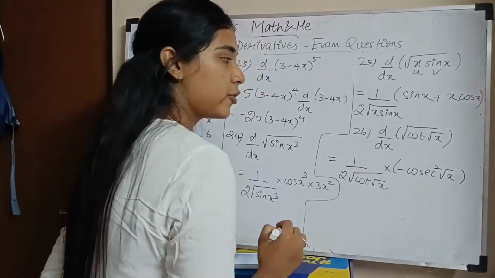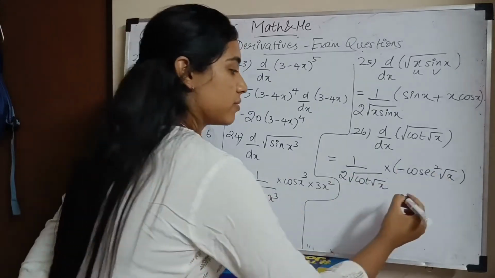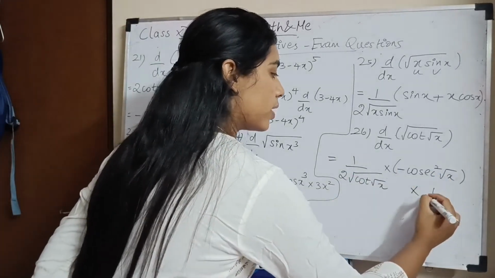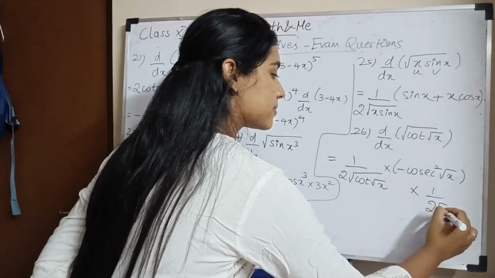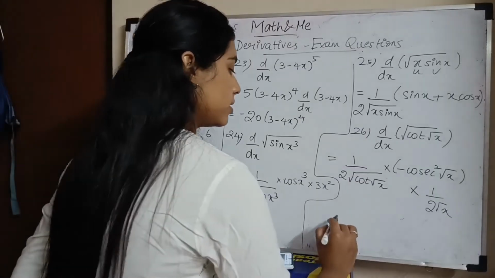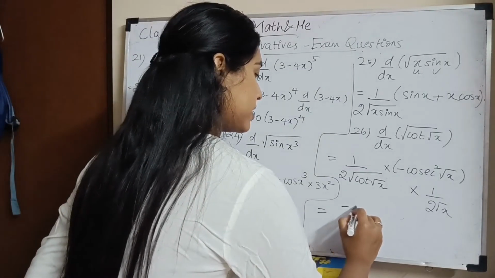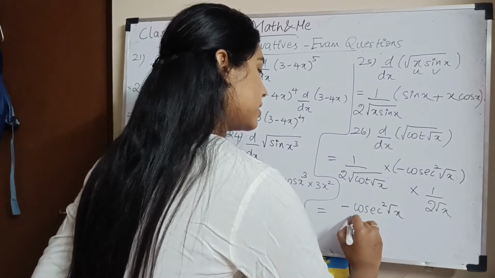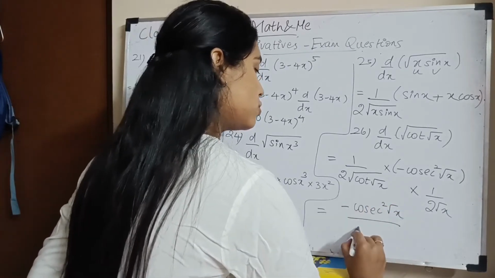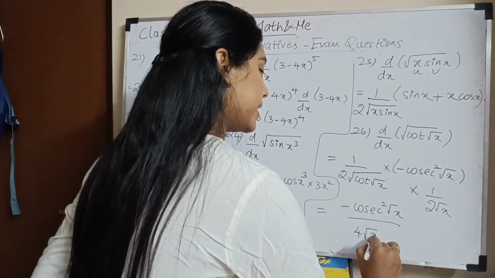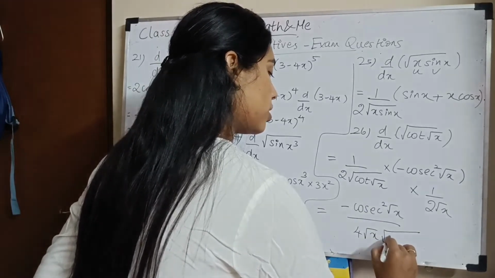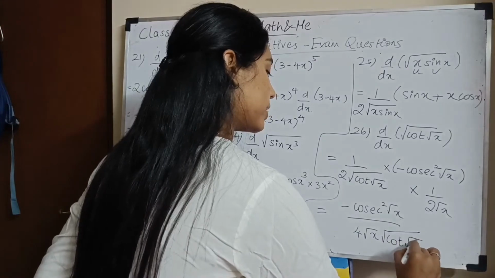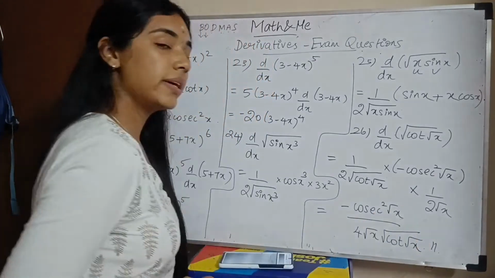Okay. Now we have to deal with the root function. So root x, derivative is 1 by 2 root x. So what is your answer? Minus cosecant square root x divided by 2 times 2, 4 root x. I also have root of cot root x. Okay.